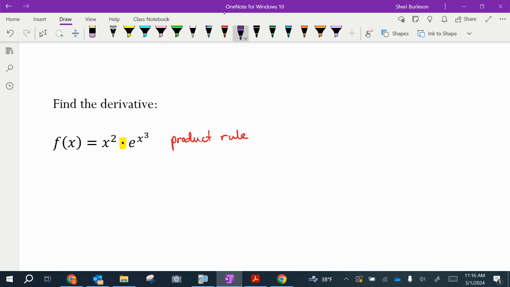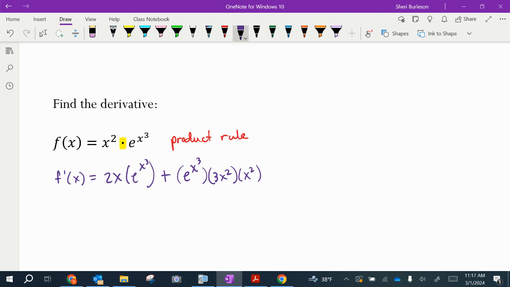So f prime of x is the derivative of the first times the second. Plus the derivative of the second is going to be e to the x cubed times the derivative of x cubed, which is 3x squared. Derivative of the second times the first.